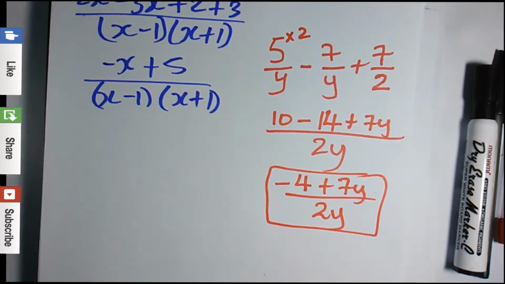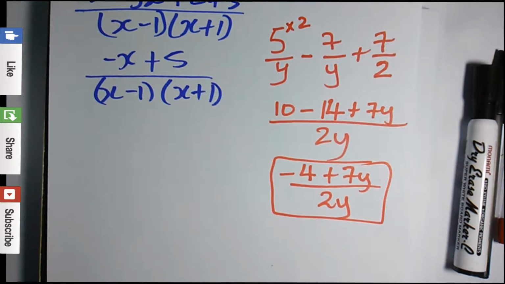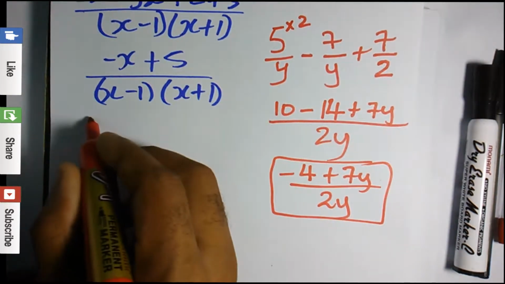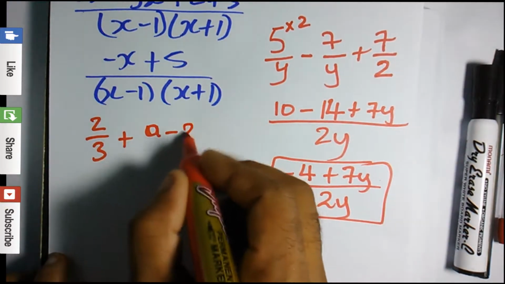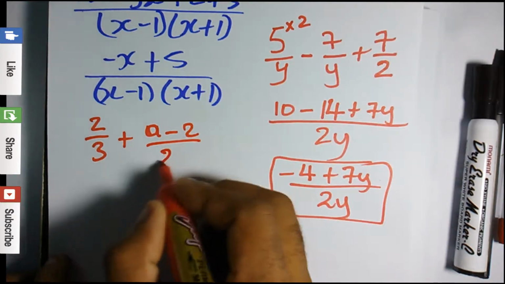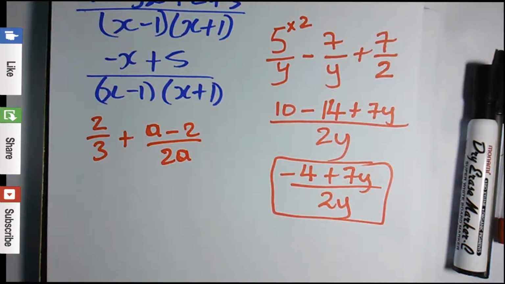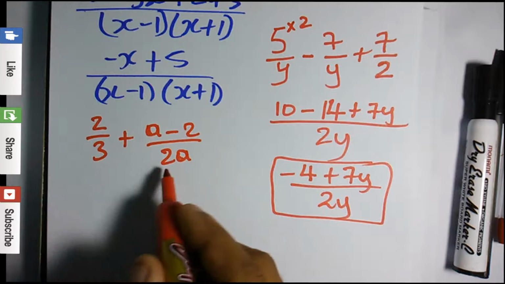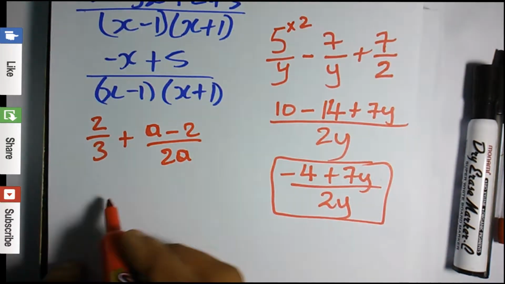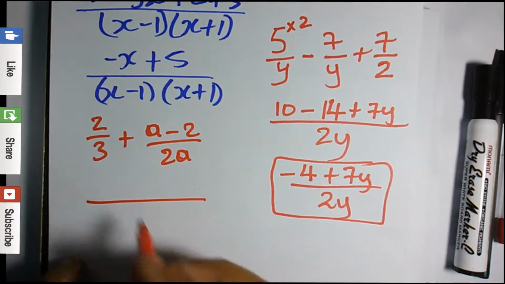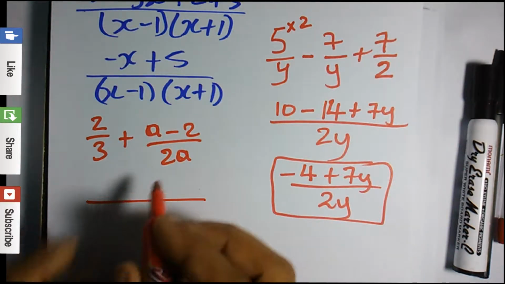Another one, let's look at another one. Let's say we had 2 over 3 plus a minus 2 over 2a. Now, like I did this one, 3 cannot go into 2a, 2a cannot go into 3, so the best option is to multiply both denominators to get our LCM. So 3 times 2a is 6a.